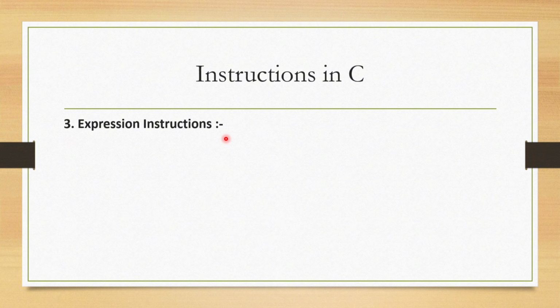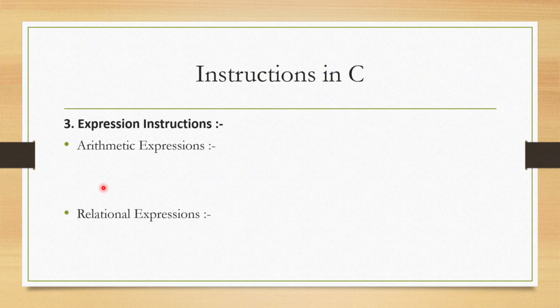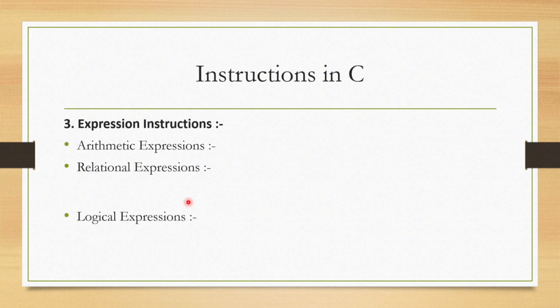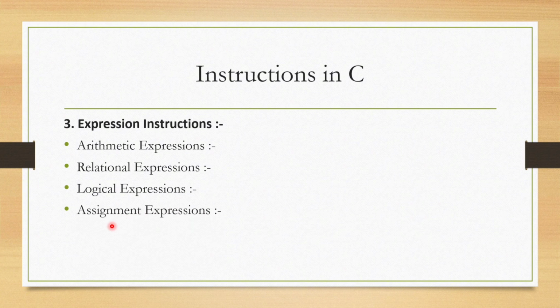Next we have expression instruction. It is a combination of operands and operators that produces a value. These are executed to perform calculation or evaluation in a program. It contains 6 categories, which are arithmetic expression, which is used to perform mathematical operations. Next we have relational expression, which is used to compare two values. Next we have logical expression, which is used to perform logical operations on boolean values. Next one is assignment expression, which is used to assign a value to a variable.